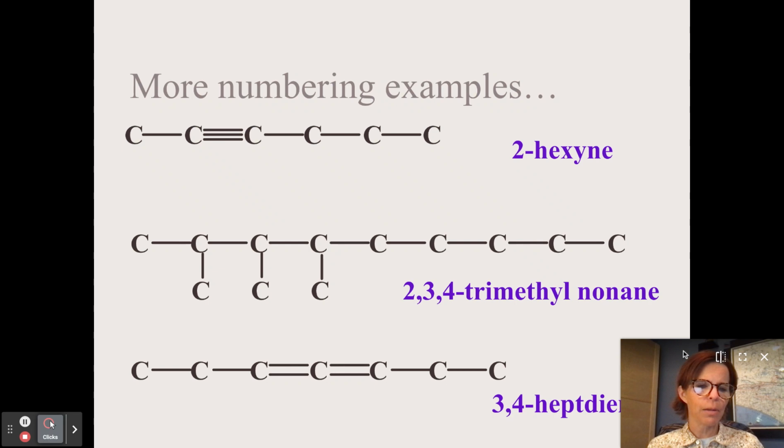Here, hold on. I was trying to get my picture out of the way. I guess I can't move it. I was trying to get my image out of the way and I can't get it to move.